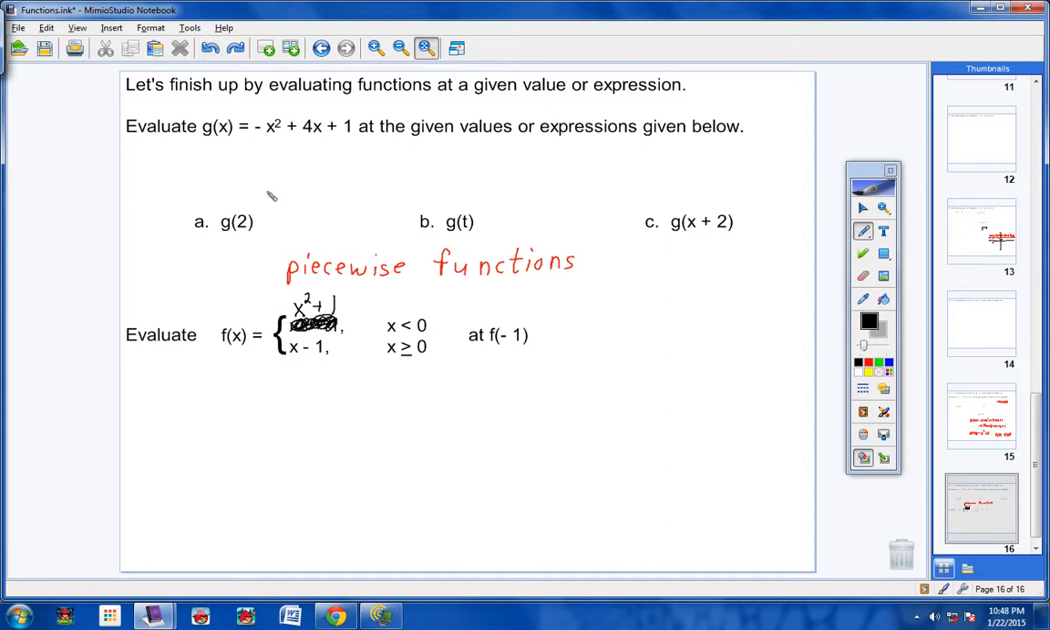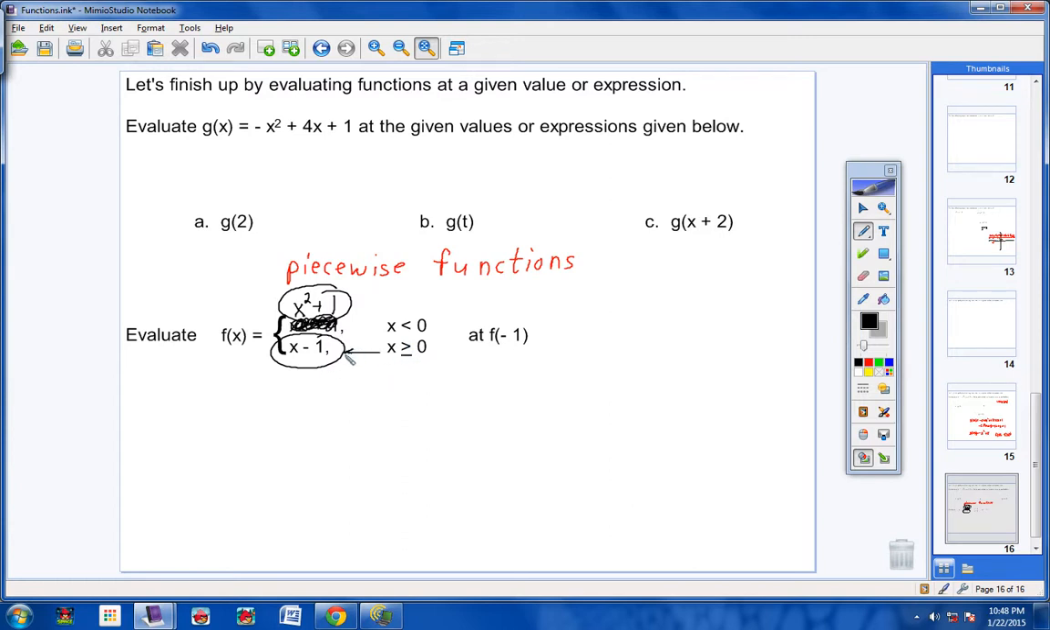Okay? Now, this part of the function here, the only thing you can put in for this x right here are numbers greater than or equal to 0. So you could put in 0. You could put in 1. You could not put in negative 1. You could not put in negative 2. So when I ask you to evaluate this function at what? F of negative 1, you've got to ask yourself, which one of these two pieces am I allowed to put negative 1 in for? Well, it's not this one, is it?